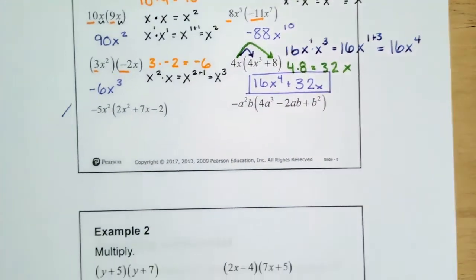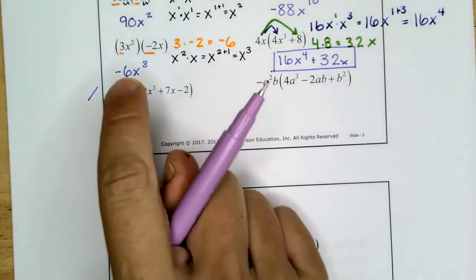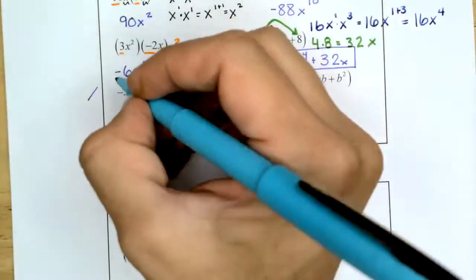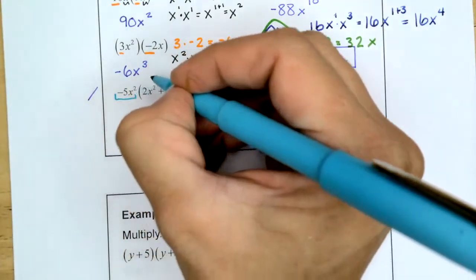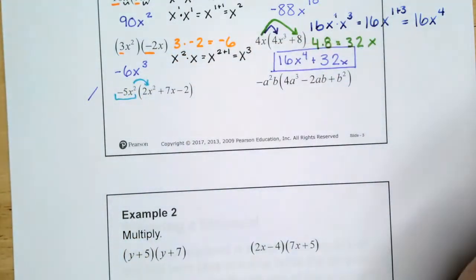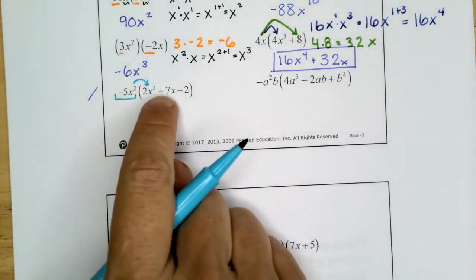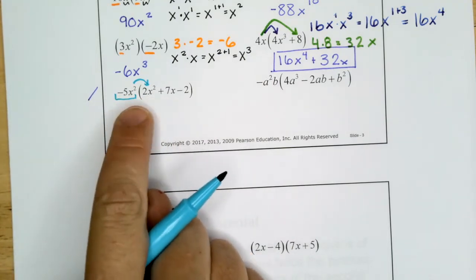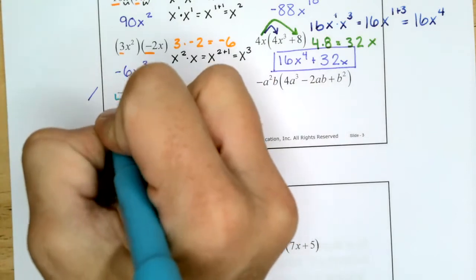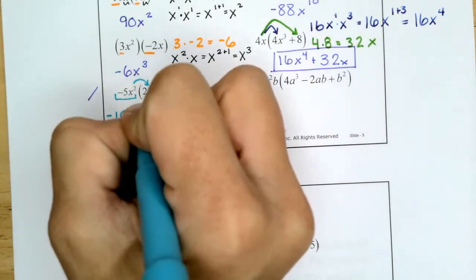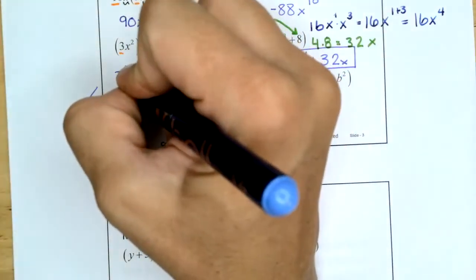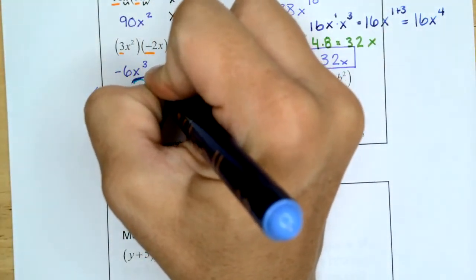Okay. Now here is a monomial times a trinomial. So we'll start with distributing the negative 5x squared times 2x squared. So the x squared times the x squared just gives us x to the 4th. Negative 5 times 2 gives us negative 10x to the 4th. Now I'm going to take that negative 5x squared and multiply it by positive 7x.